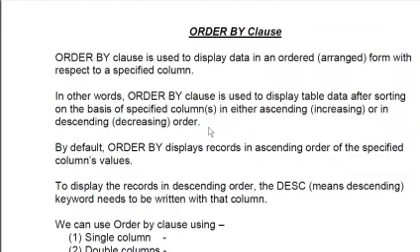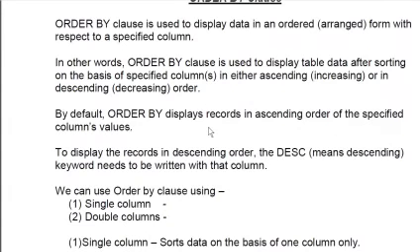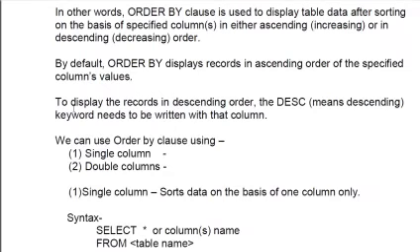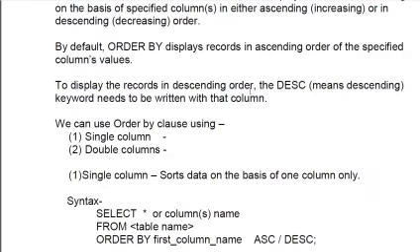So it becomes very easy to get the particular data from the table when the data is in ascending or in descending order. By default, order by displays the records in ascending order if you are not specifying ASC or DESC. So ascending order is the default value. To display the records in descending order, the DESC keyword, meaning descending order, needs to be written with that column.